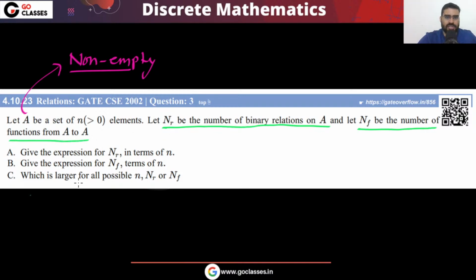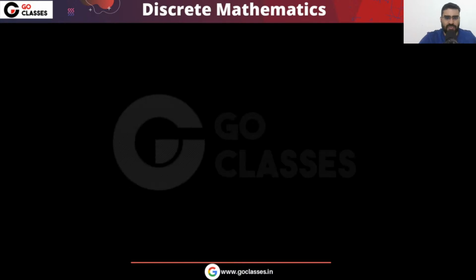So NR is the number of binary relations, how many relations there are on set A. And NF is the number of functions from set A to set A. Now we have to find NR and NF, and then for large values, we have to find the relation between them. So let's solve this question very easily.